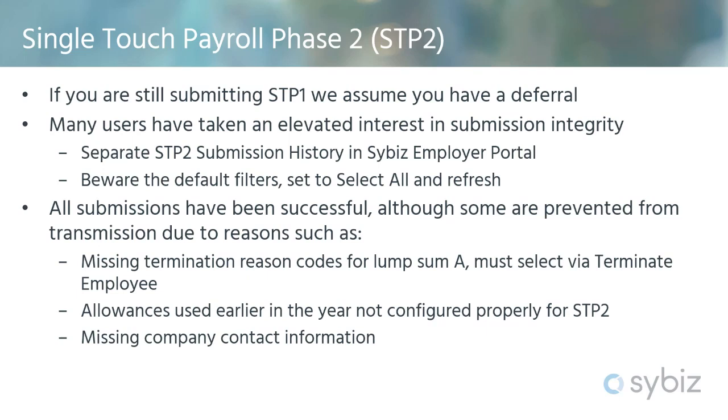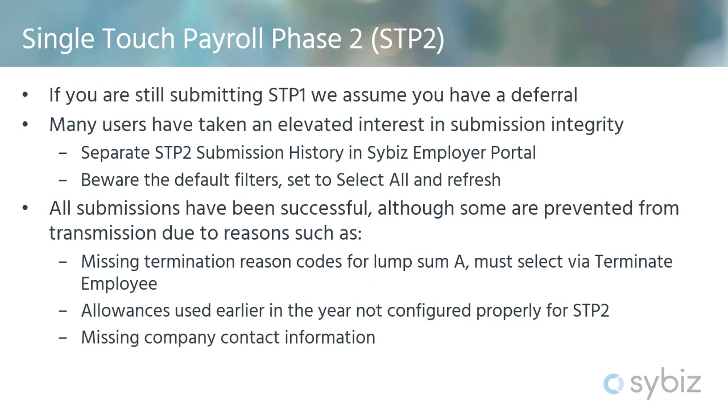And I should just point out, though, some of you may have encountered issues prior to the submission, and that's so we prevent things from being submitted that the ATO is going to reject anyway. That kind of makes sense. But the typical things that we've seen so far is people have been paid, say, a lump sum A, and then that employee hasn't been terminated prior to doing the STP submission, and there's a termination reason code that needs to go with that lump sum A. And so it's just a matter of terminating the employee, providing the reason code, and then the STP2 submission will go through.